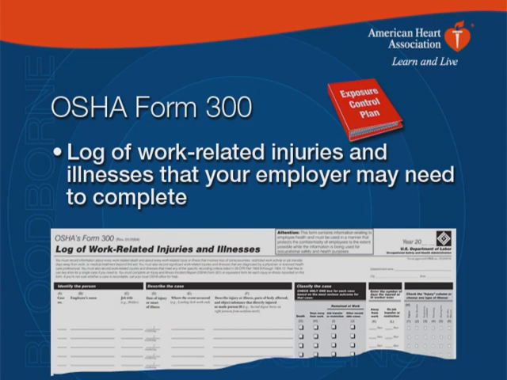Your employer may need to complete the Occupational Safety and Health Administration Form 300, which is the log of work-related injuries and illnesses for a serious work-related injury. To protect everyone's privacy, your employer must keep employee medical records or injuries confidential. You or your supervisor may need to complete another form. Check your employer's exposure control plan for details.